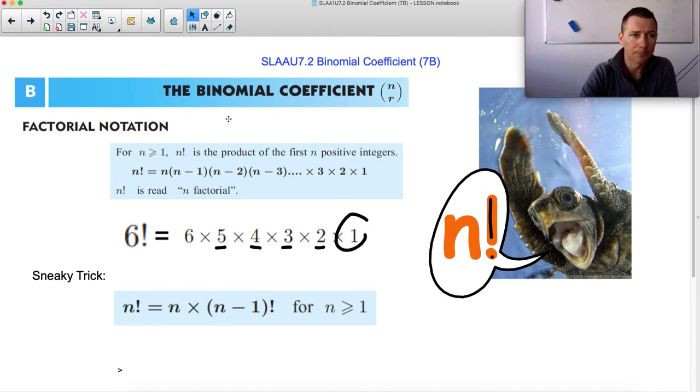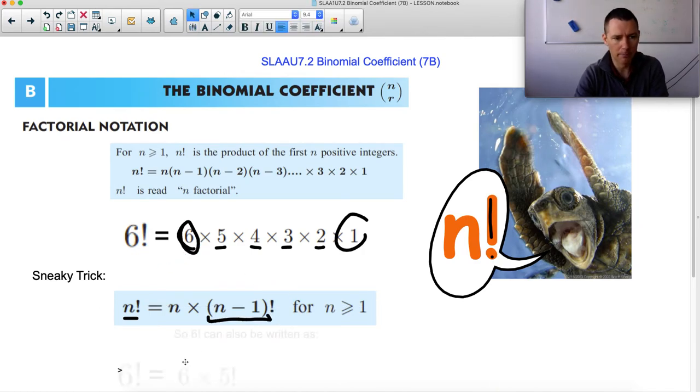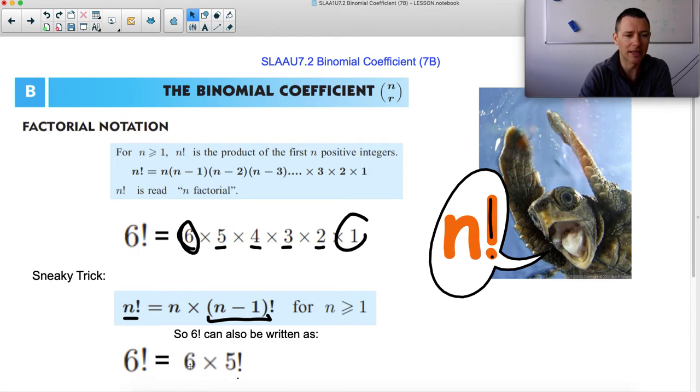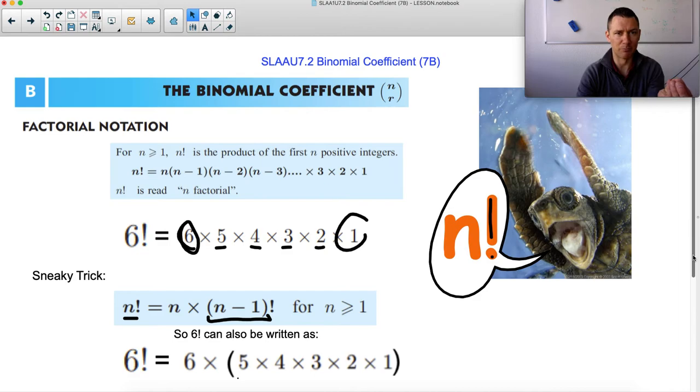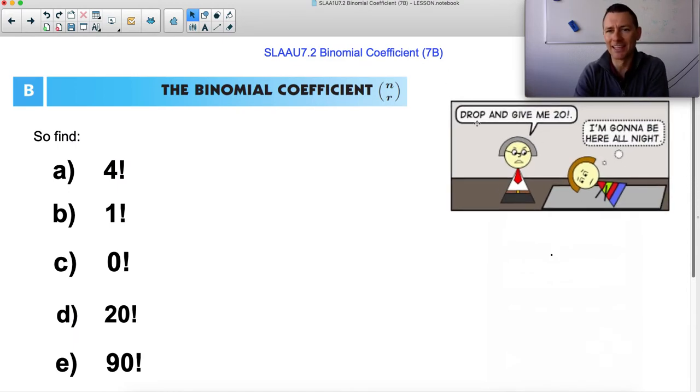Here's a sneaky trick. n factorial is really like saying n times 1 less than it factorial. So 6 factorial is really like 6 times 5 on down, right? It's like 6 times 5 times 4 times 3 times 2 times 1. It's kind of a neat trick. So we're going to take this and bring it all together and hopefully find a use for it in binomial coefficients.